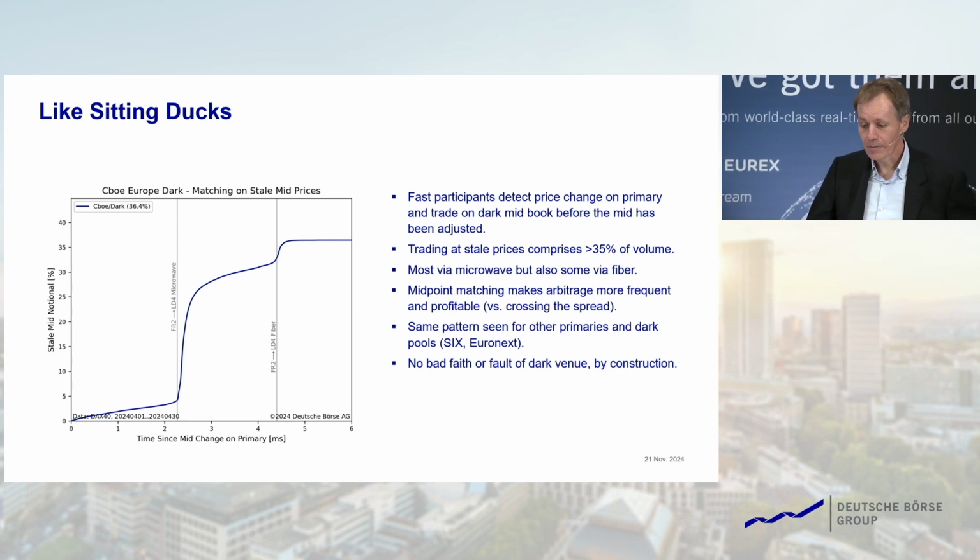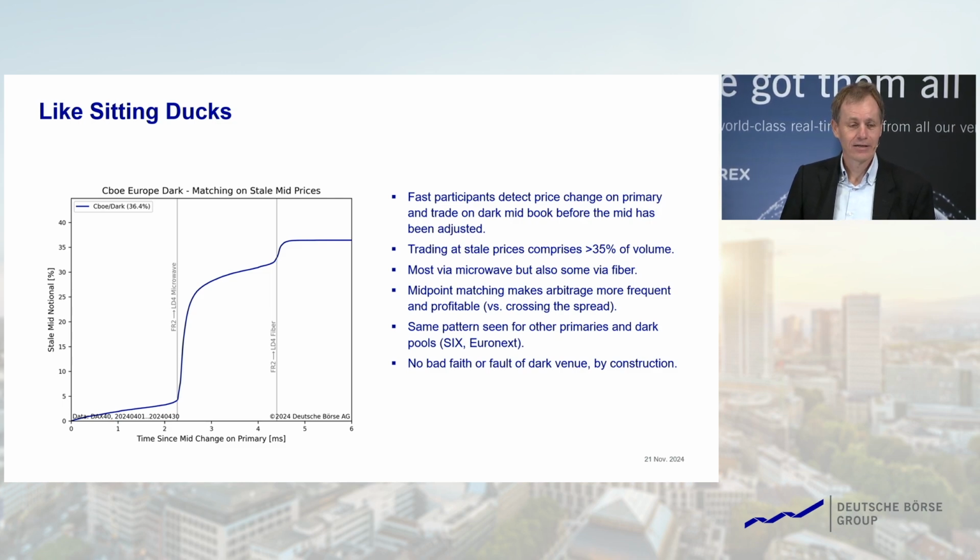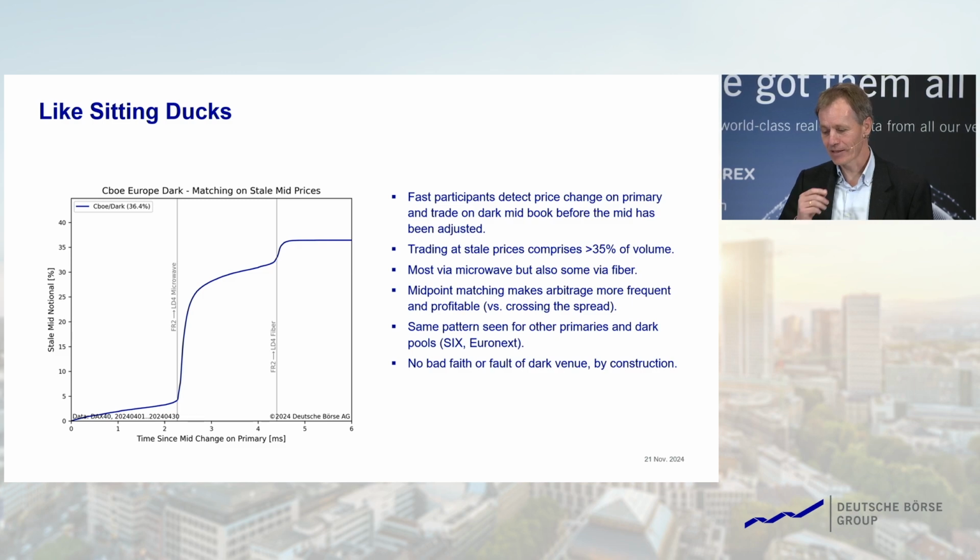But the interesting number is here. The vertical scale is the traded notional as a percentage of the total traded notional on the dark pool. So we see here between 35 and 40% of all traded notional on the dark pool is just pure latency arb. So much for being safe on the dark pool and being hidden.